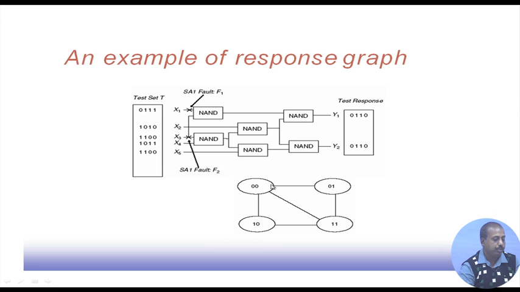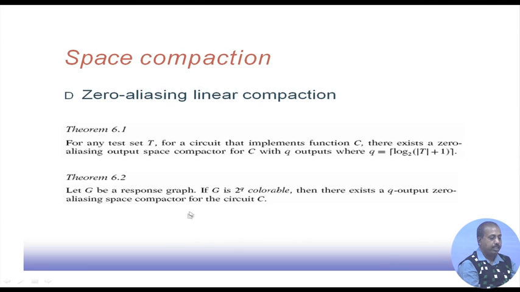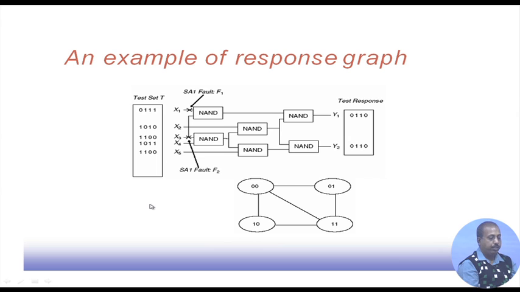However, if 0 0 is the good response, then due to the presence of different faults it can give rise to different other responses, and we add edges in those cases. So, this is the response graph, and this result says that if the graph G is 2 power q colorable, then there exists a q output zero aliasing space compactor. Coloring of a graph means that I give some color to the nodes such that if two nodes have an edge connecting them, they should not have the same color.